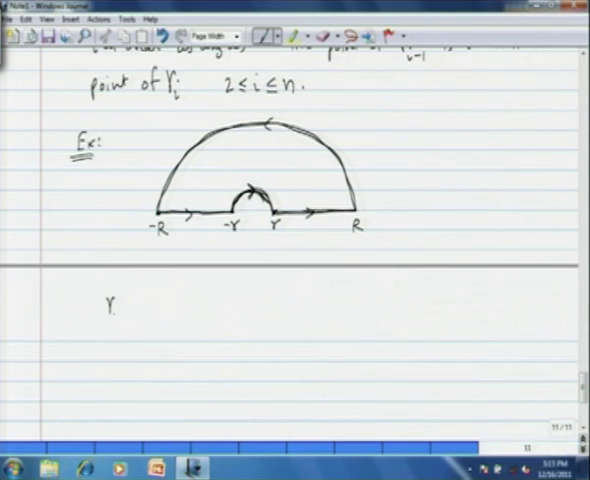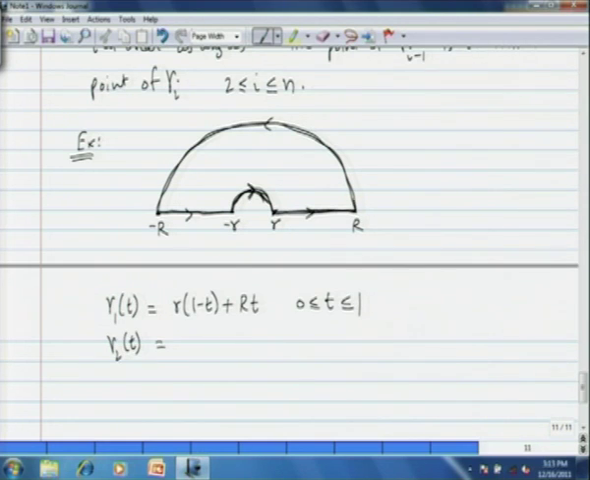So, gamma 1 of t, I will start here from little r and go until capital R. Gamma 1 of t, I can write this as r times 1 minus t plus R t. This is a linear equation where t goes from 0 to 1, and that describes a straight line, of course.